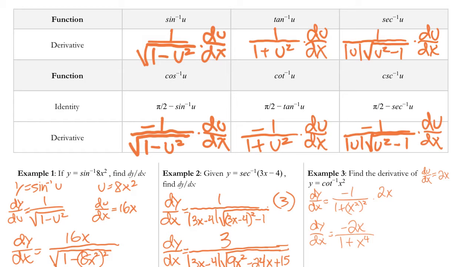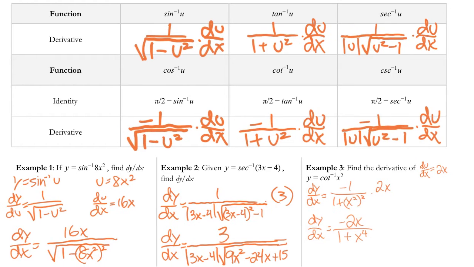The examples below are fairly straightforward. I'll just point out a few things. For example 1, y equals arc sine 8x squared. U is 8x squared. Therefore, we take the derivative of it. And the outside function is arc sine of u. Then down below, notice that since u is 8x squared, we have to raise it to the second power. So we actually get 64x to the fourth.